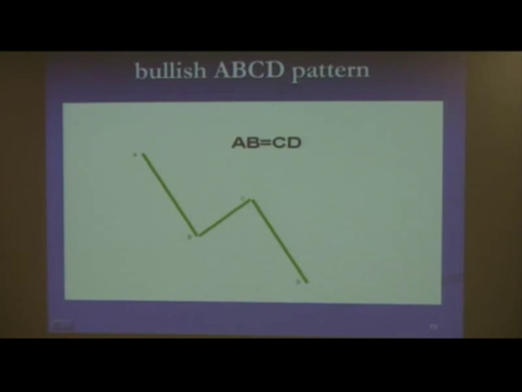This is the bullish. All it does is turn it on its head. Again, here we have AB equals CD. So what do we do here? We wait. We see the AB. We do nothing. We see the retracement, BC. We do nothing. And then it starts to go down again, and beyond the B, then we can draw this. And we say, I'm interested in this area.